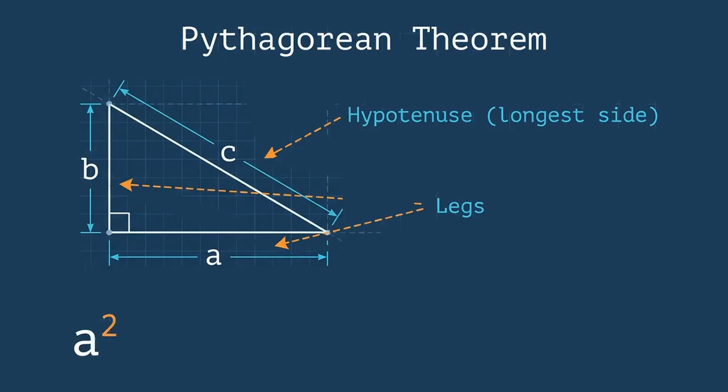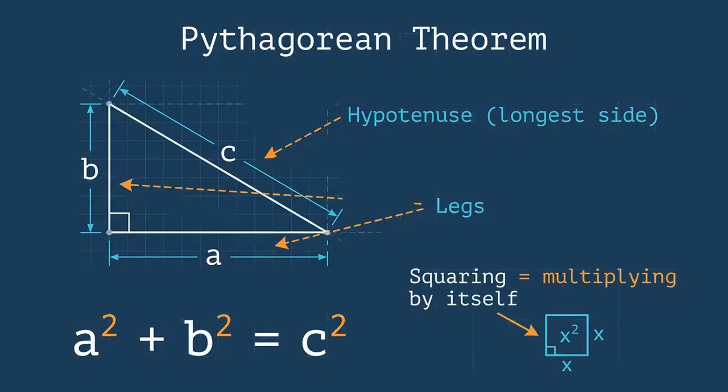The formula is a squared plus b squared equals c squared, where a and b are legs and c is the hypotenuse. Squaring means multiplying a number by itself.